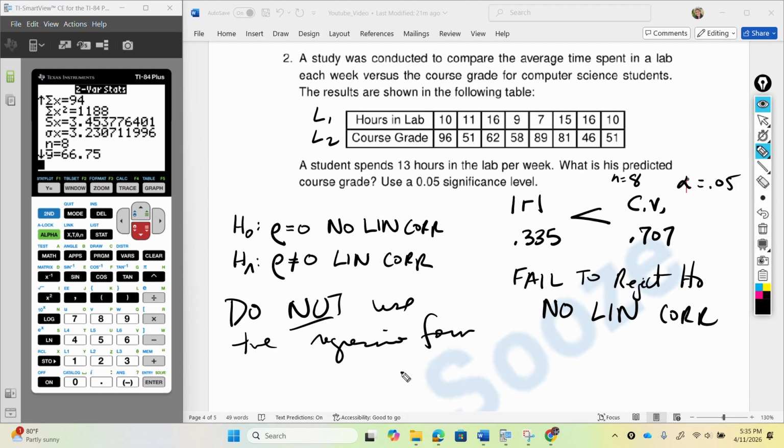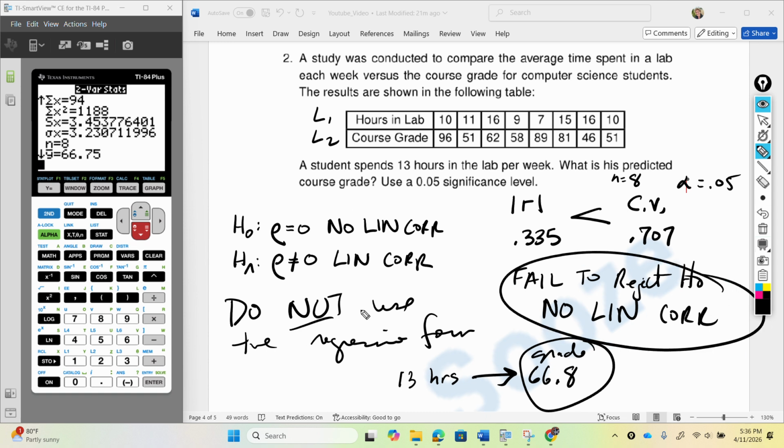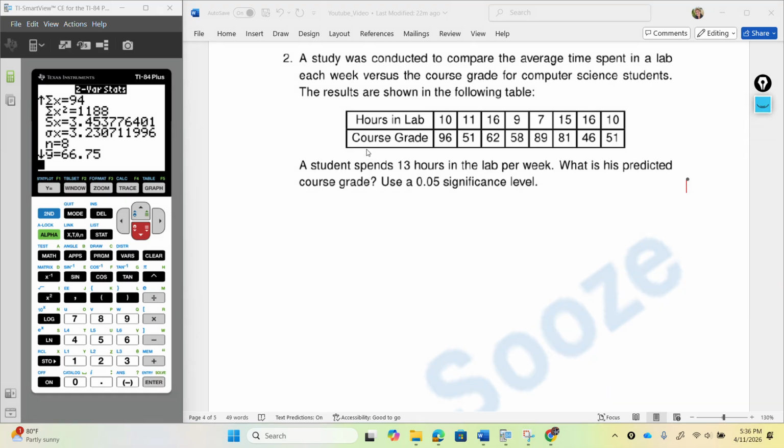So if a student spends 13 hours in the lab, the best predictor we could make is that he would get a 66.8 if I take it to one place. But it's not meaningful at all because there was no linear correlation and we could not use the regression formula for that. Okay, so that's one example of each. I hope that gives you enough variety there to see how that was done, and I'm going to stop the video now.